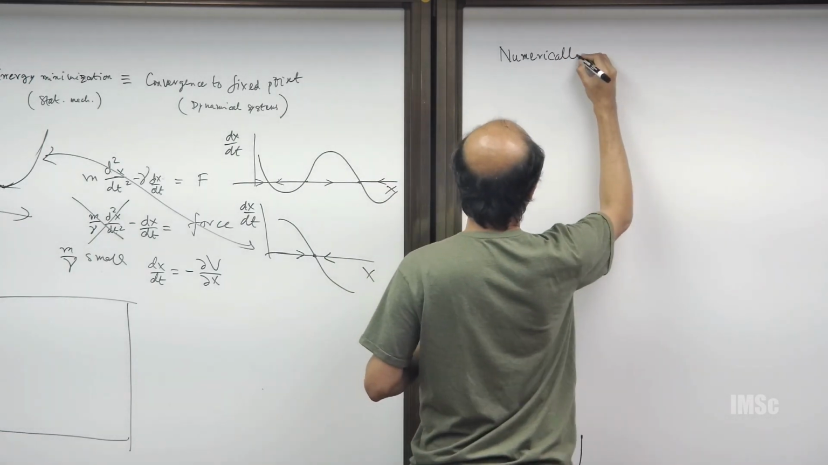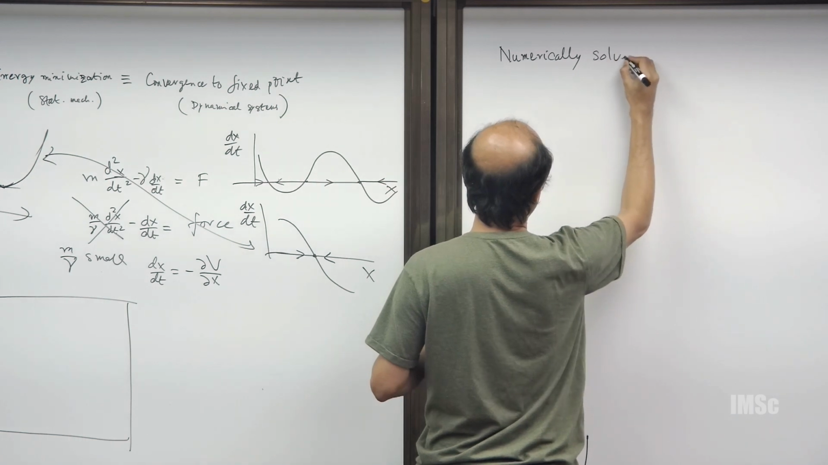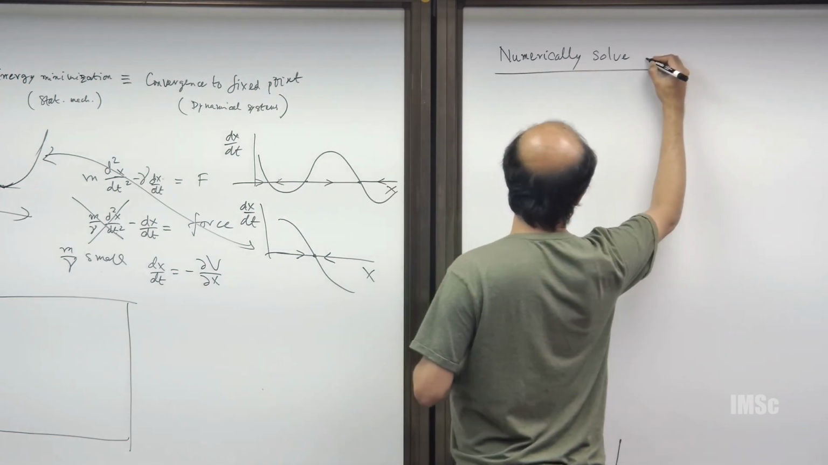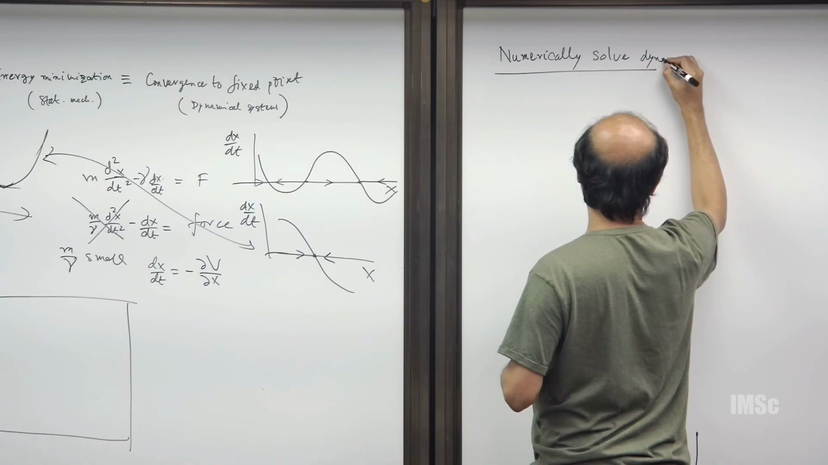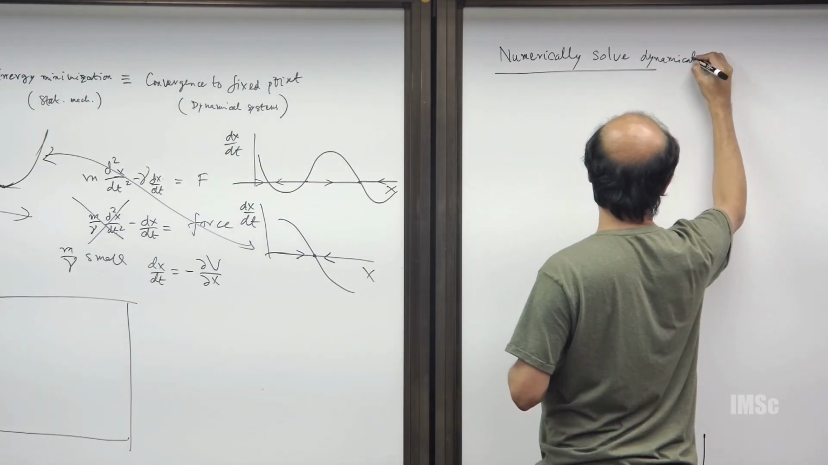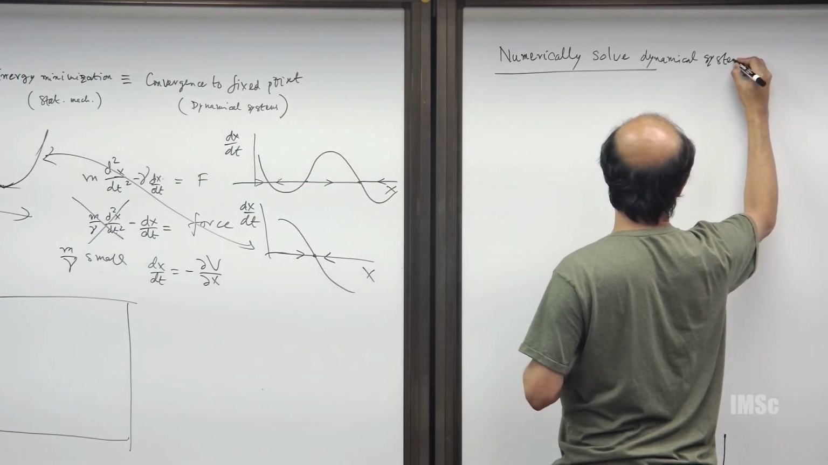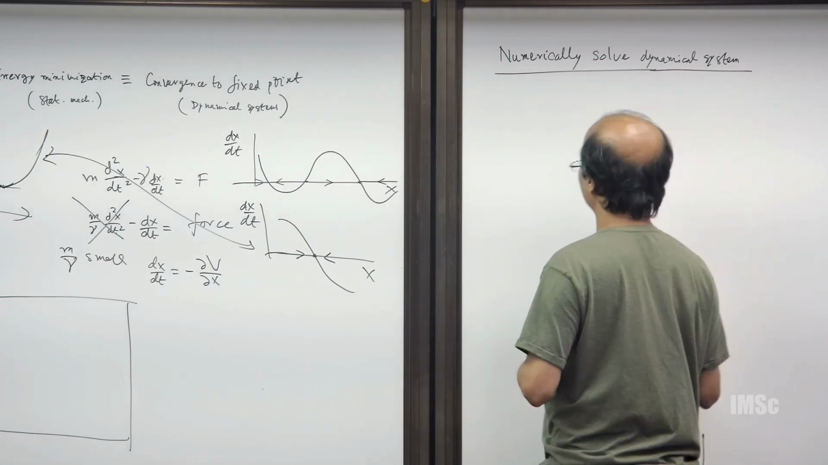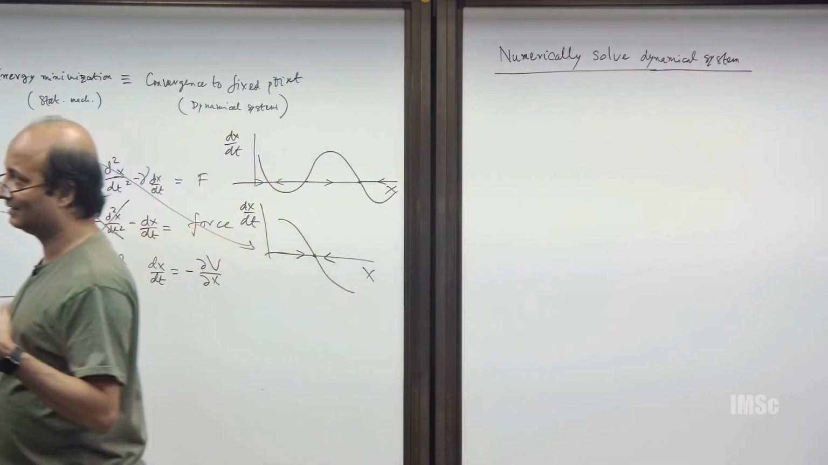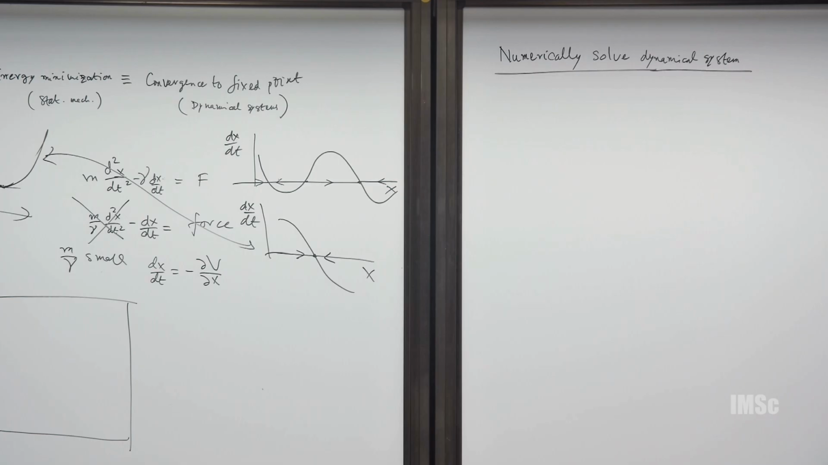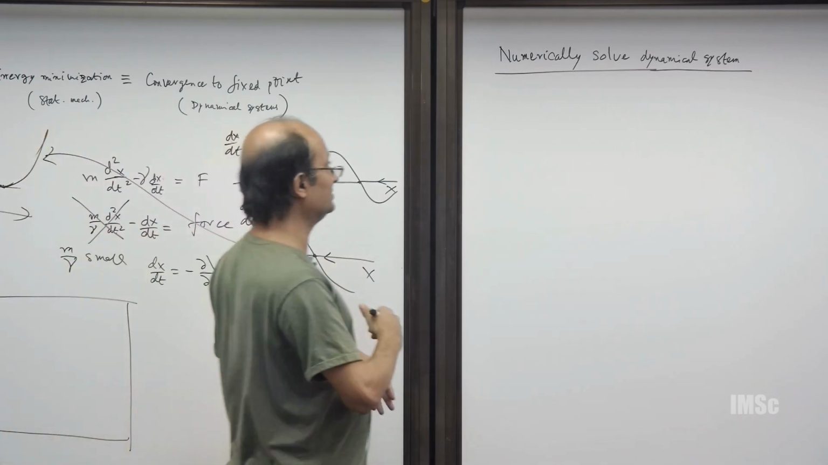Okay, so how to numerically solve a dynamical system? Yesterday we saw how you can, from a discrete system, turn it into a continuous differential equation. So now this time we will do the opposite.